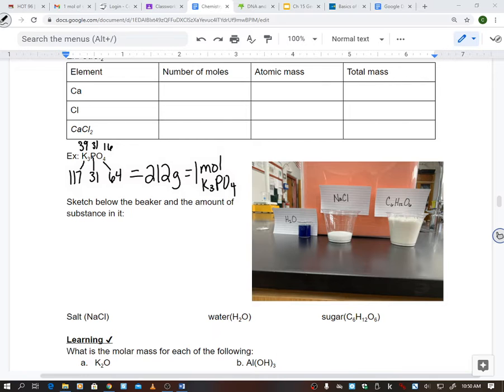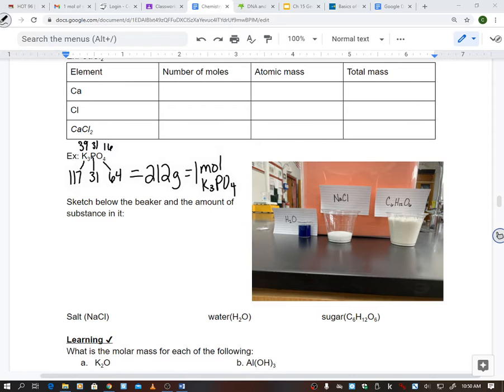Okay, so if I wanted to measure out exactly 1 mole of potassium phosphate, I would go to my scale over here and measure out 212 grams of it. That would give me 1 mole. Now that also tells me how many atoms. I can look at it and say, oh, this is 1 mole, so there are 6.022 times 10 to the 23rd atoms of potassium phosphate in this cup.